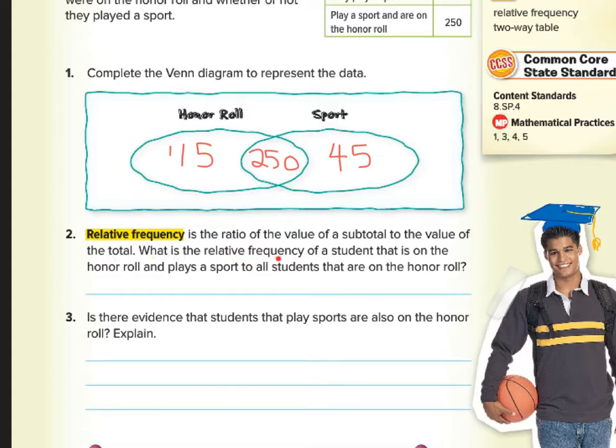What is the relative frequency of a student that is on the honor roll and plays sports, okay, so the middle one? So students that are on the honor roll and play sports, 250 students, to all students that are on the honor roll. So we have students that are honor roll only and honor roll here as well. Combined between the 250 that play sports as well as being on the honor roll, and the ones that are only on the honor roll, we have 365.